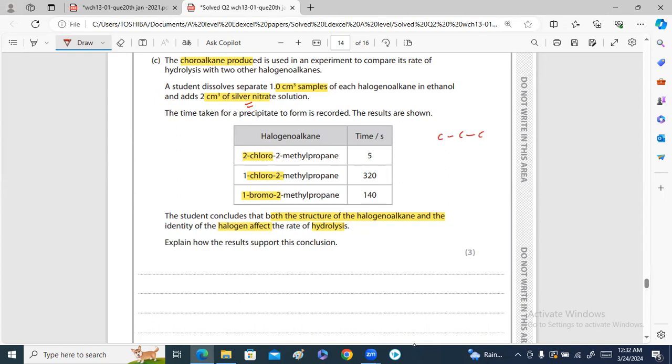So this 2-chloro-2-methylpropane, let me draw some structures. So this is propane, 2-chloro, then 2-methyl. So this is the structure of 2-chloro-2-methylpropane. 1-chloro-2-methylpropane, this is propane, chlorine is present on first carbon, methyl is present on second carbon. So this is the structure of the second compound. 1-bromo-2-methylpropane, this is propane, 1-bromo, this is 2-methyl. So this is the structure. So these are the three compounds.